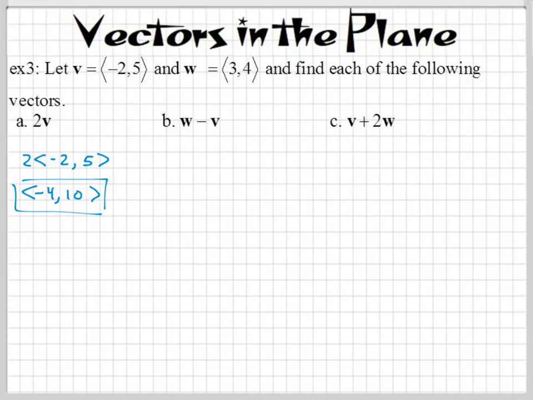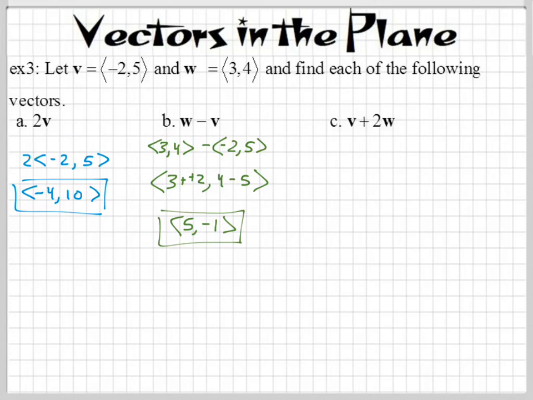The next one, you're going w minus v. So w is 3, 4, and we're subtracting negative 2 and 5. So we have to go 3 minus negative 2 and 4 minus 5. That's going to be my new vector. I get 5 right there, and I get negative 1. There's my new vector. You guys got that so far?